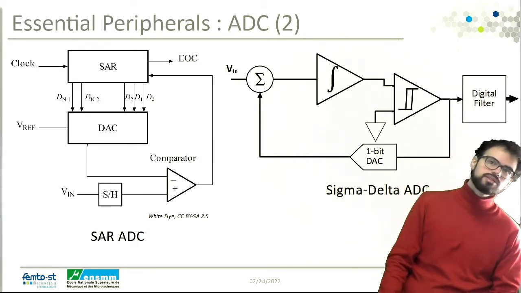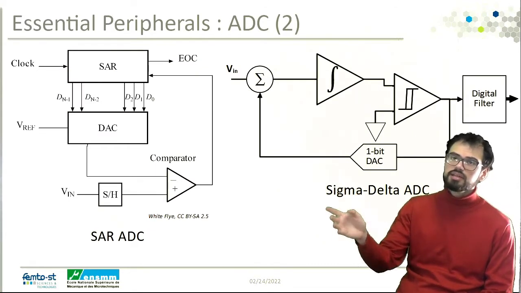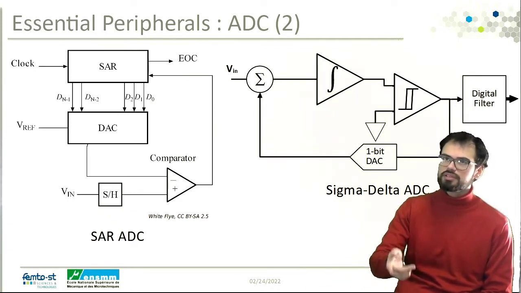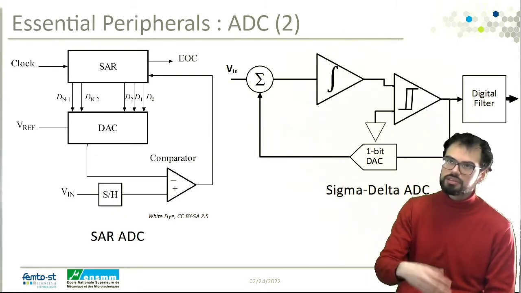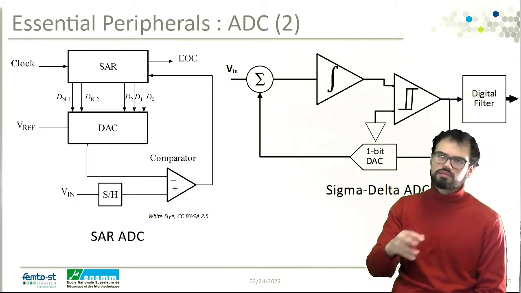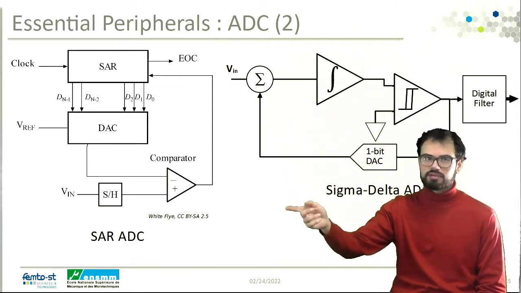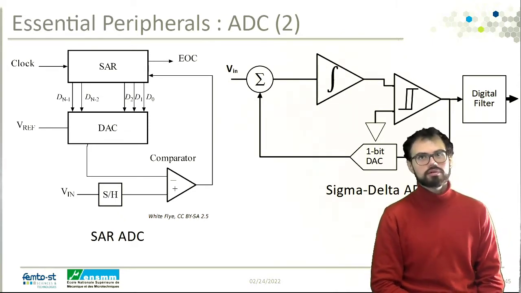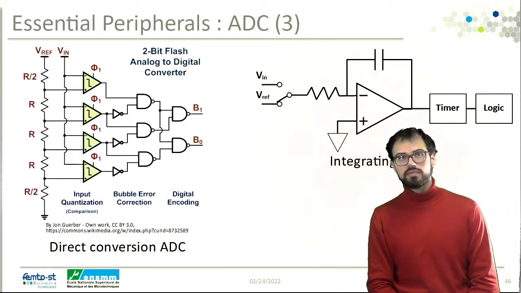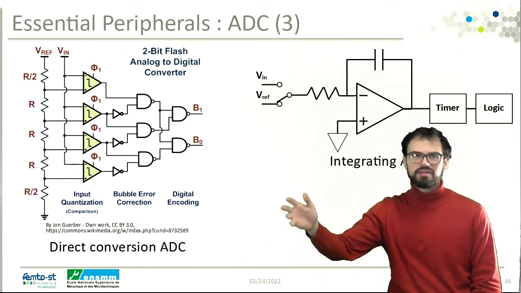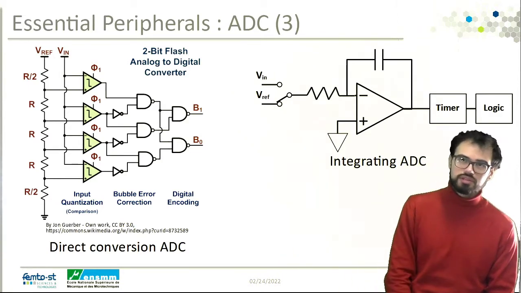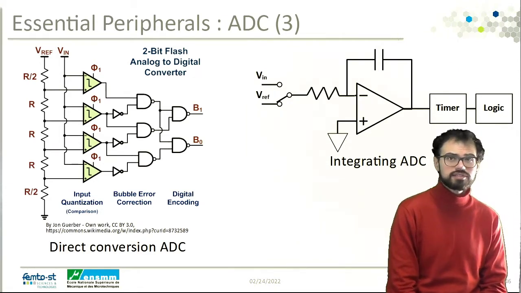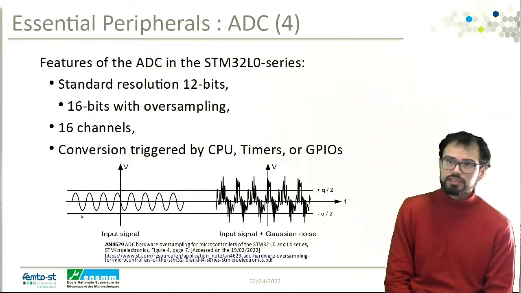Here we see some circuitry examples for sigma delta, which is one of the easiest to do: just one integrator, one threshold, one bit digital to analog converter. It can be more bits, but one is more than enough. The successive approximation register is the one that is used in our STM32L0 microcontroller, so you need to know it. The flash one is a very big circuit, so it is not usually in your microcontroller. Integrating ADC is good, precise, but it's very slow, so maybe you will not use it.